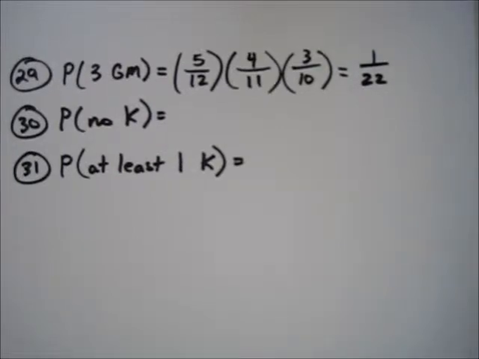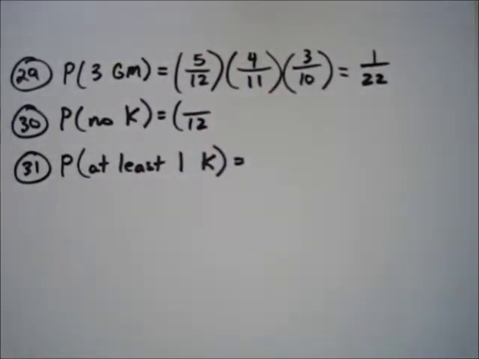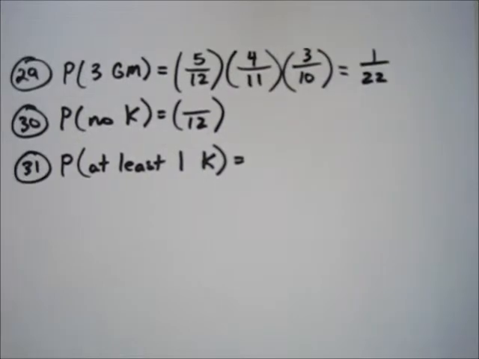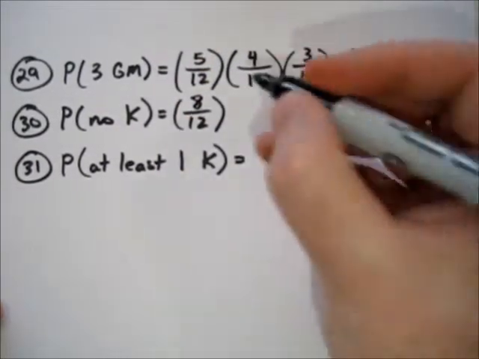Problem 30 says, what's the probability she selects no boxes of Kellogg's? Okay, this means not Kellogg's on the first one, and not Kellogg's on the second, and not Kellogg's on the third. So it's an AND problem, multiplication. There are 12 boxes of cereal. At the start, how many of them are not Kellogg's? And the answer is 8. Since there are 4 Kellogg's boxes, the other 8 must not be Kellogg's.